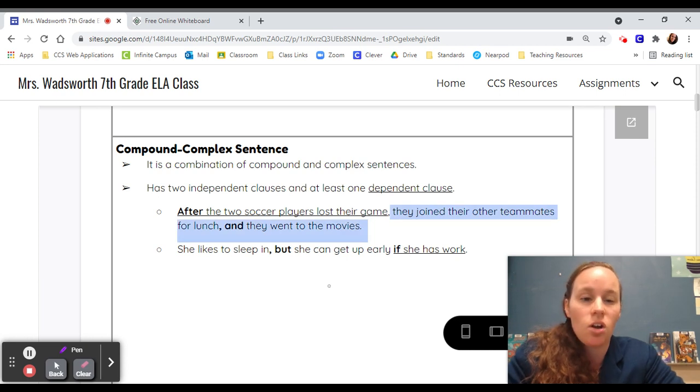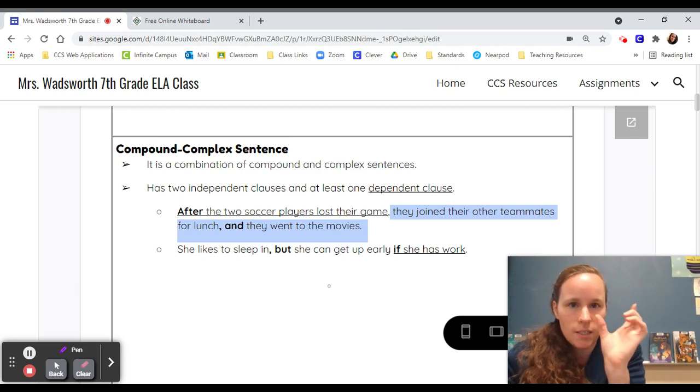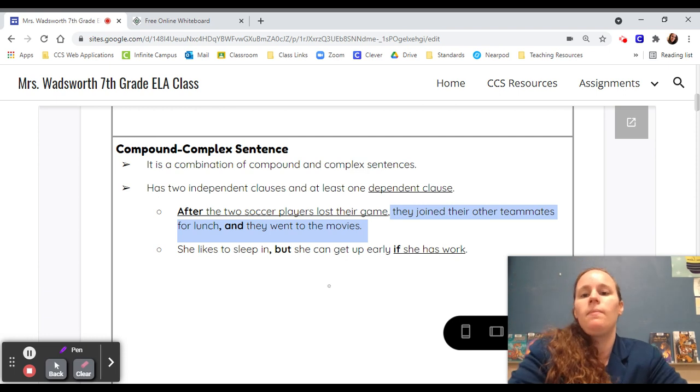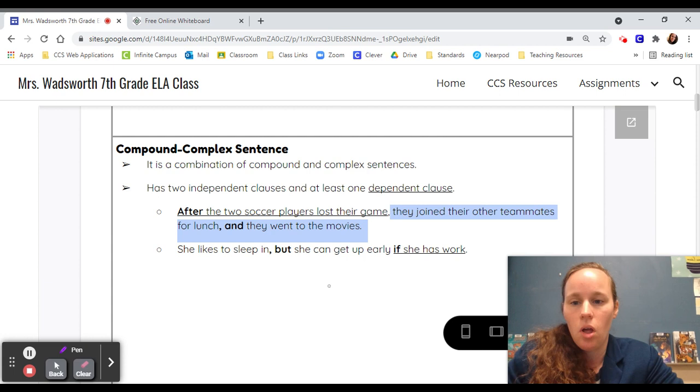Let's see if I can highlight that. That's our compound sentence because you have the two independent clauses. Independent clauses are like complete sentences. They joined their other teammates for lunch. There's one. They went to the movies. There's a second independent clause. And they're combined with the FANBOYS word, and. That's what makes this a compound sentence. That's the compound part. Then to make it also complex, they added a dependent clause.